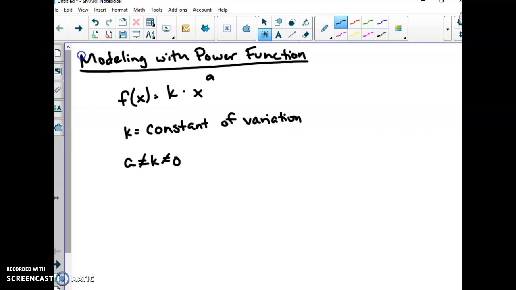With that being said, there are two different types of variation. Technically, we have direct variation versus inverse. Direct variation is where your a value is positive. Inverse variation is going to give you a negative a value.